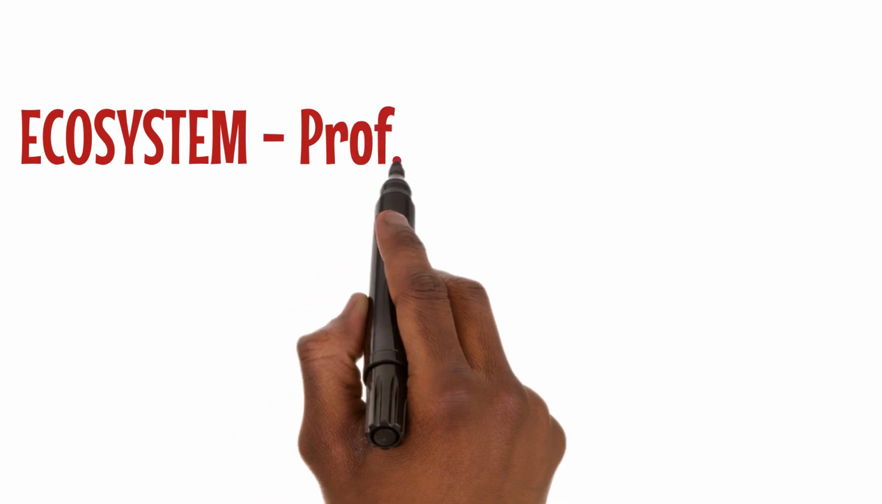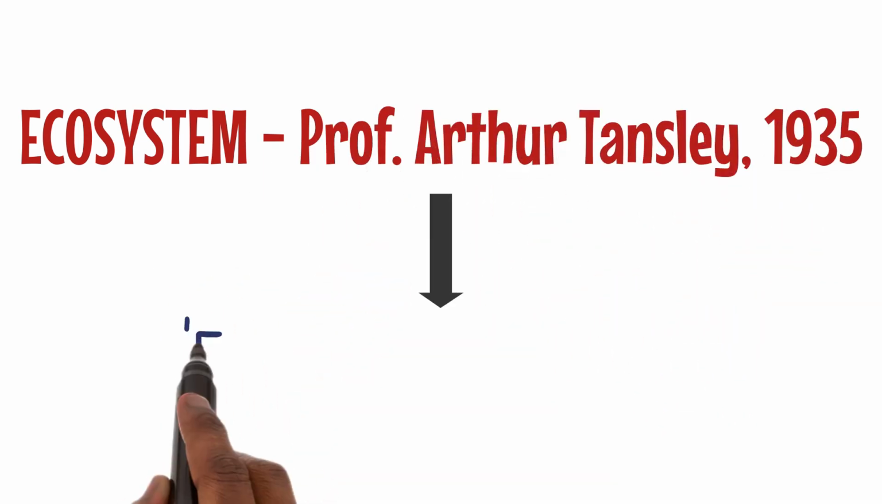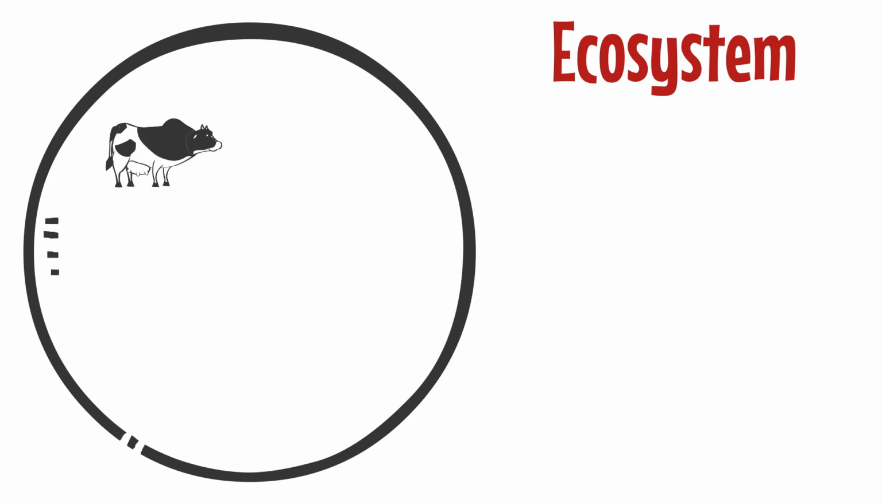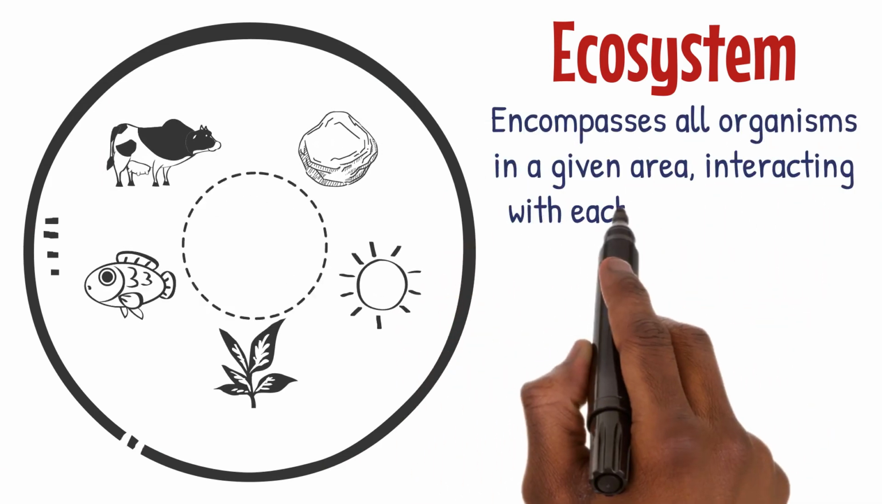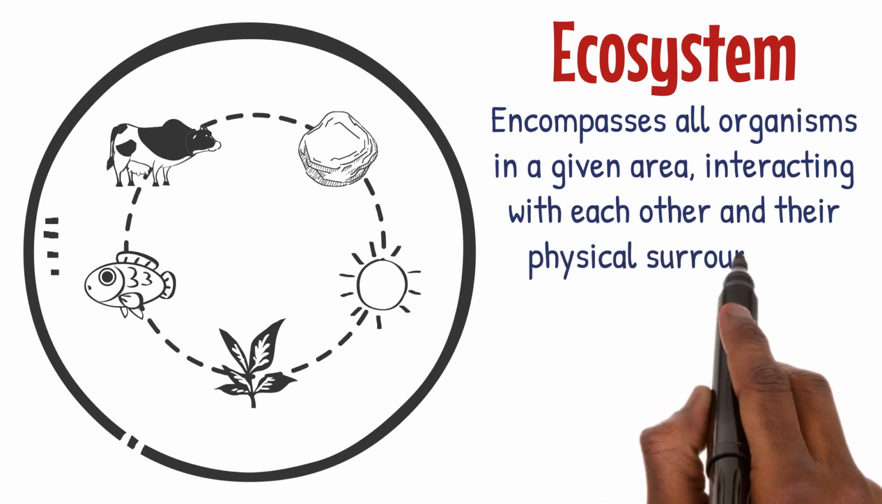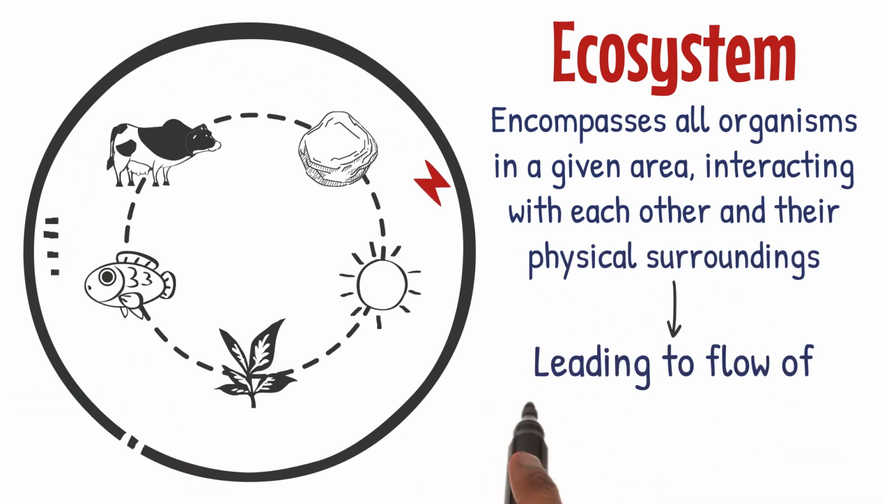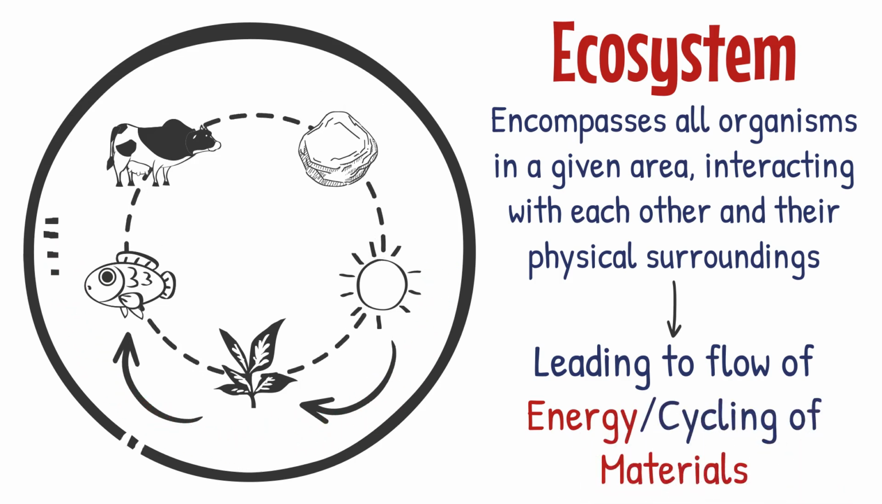The term ecosystem was coined by Professor Arthur Tansley in 1935. It originates from eco, meaning environment. Essentially, an ecosystem encompasses all organisms in a given area, interacting with each other and their physical surroundings. These interactions lead to a flow of energy and cycling of materials, vital for maintaining life.